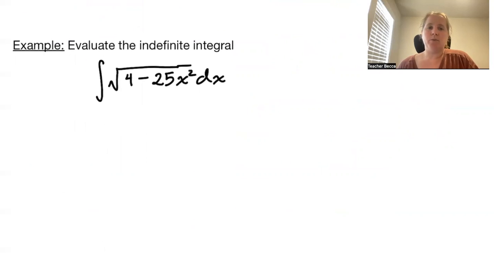So in this example, we are evaluating the indefinite integral, which is the integral of the square root of 4 minus 25x squared dx. You have some various manipulations you can do for this. I'm just going to build the triangle as is. So in this case, this is a 2 squared.